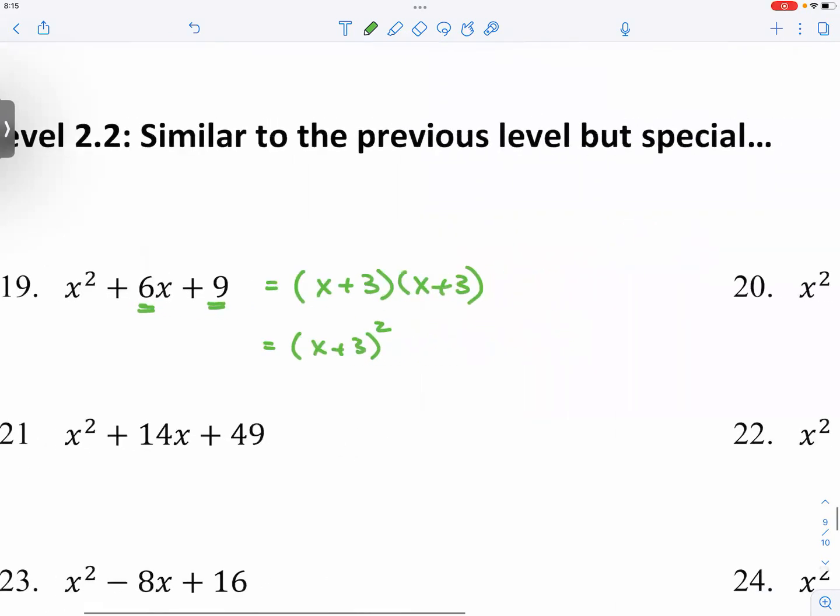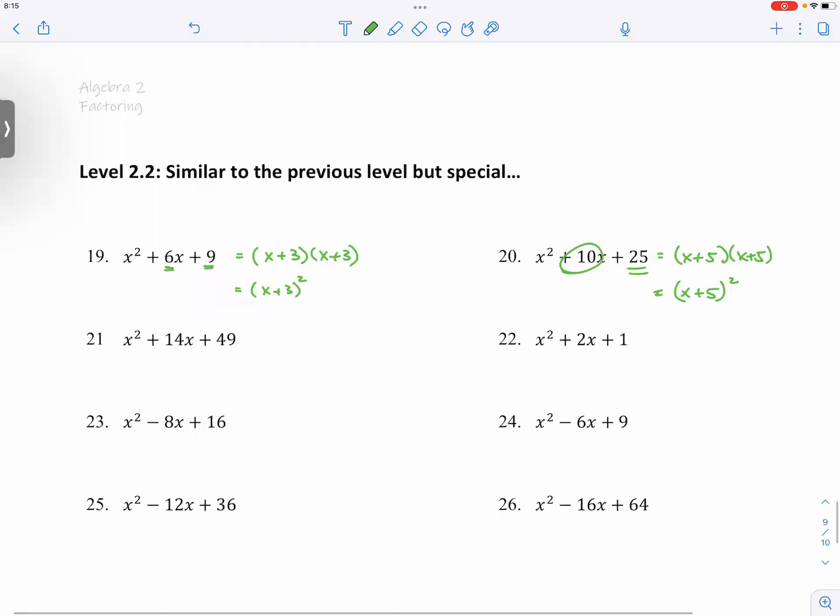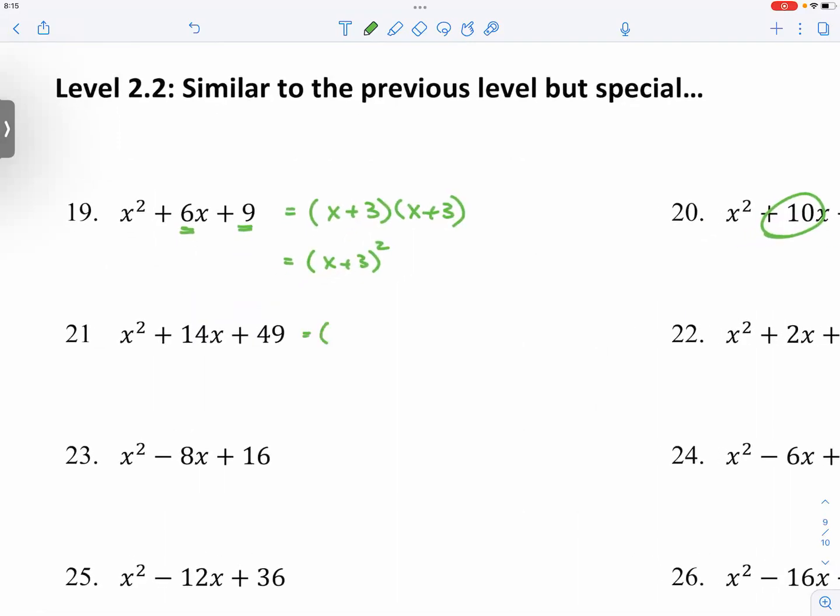All right. And then number 20 on the right, you have x plus 5 and x plus 5, because 5 times 5 is 25, and 5 plus 5 is 10. So therefore, you have x plus 5 squared. All right. So then you have the next one. You realize that you have x plus 7 and x plus 7, because 7 times 7 is 49, and 7 plus 7 is 14. So you have x plus 7 squared.